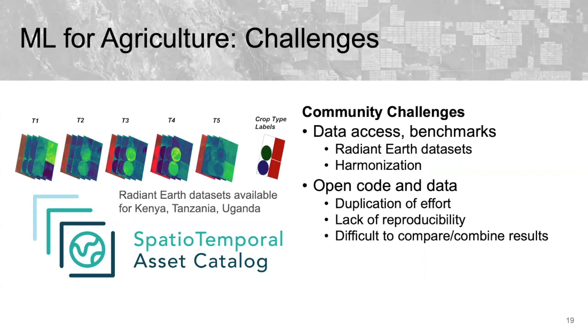I want to emphasize again that sharing data and code is extremely important. There's so much duplication of effort in the agricultural community, and people publish crop type maps without ever publishing the crop type map itself, which, coming from computer vision, is extremely frustrating, and I think sharing would really help our community.